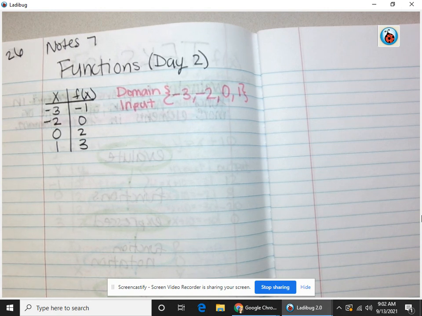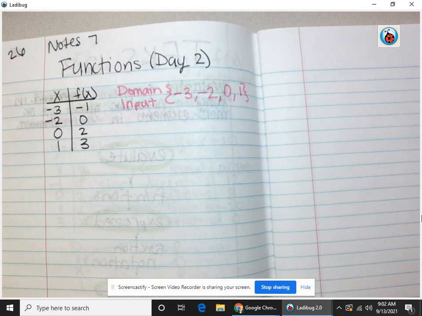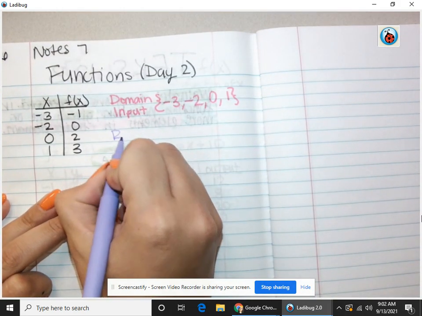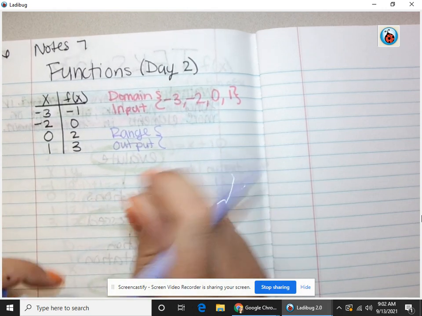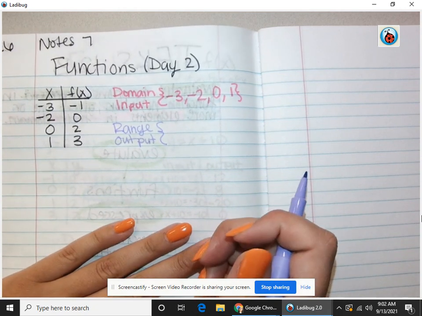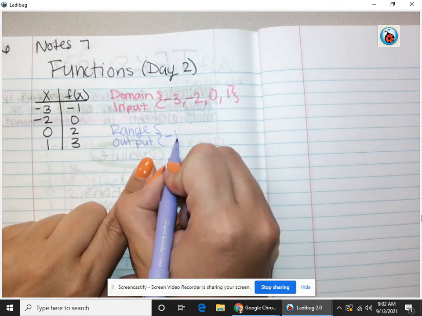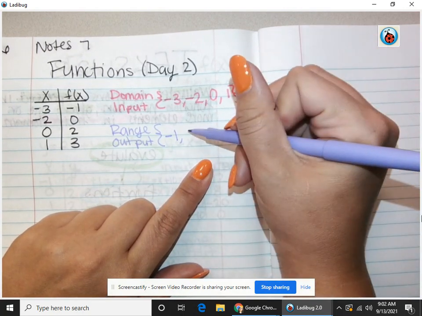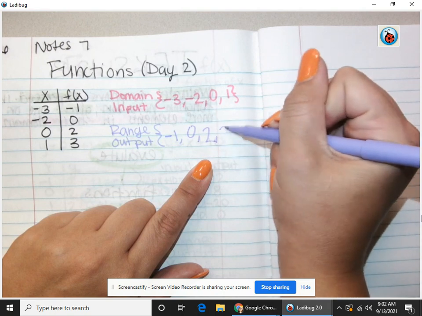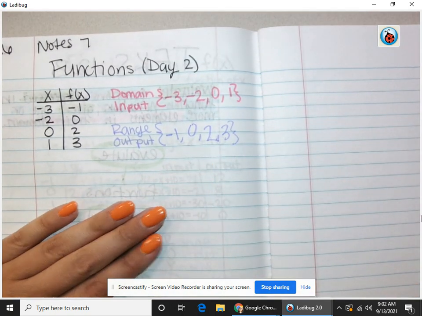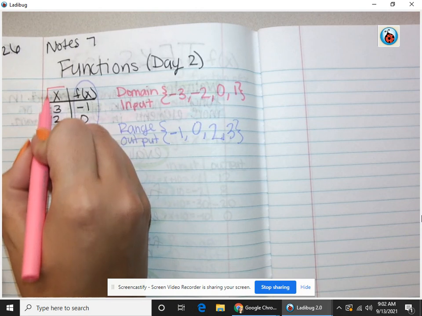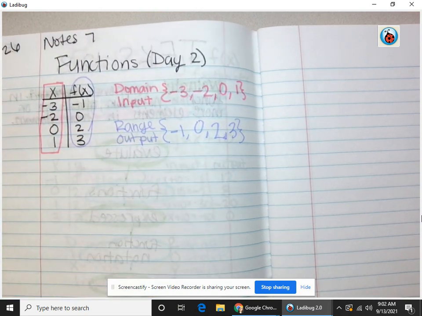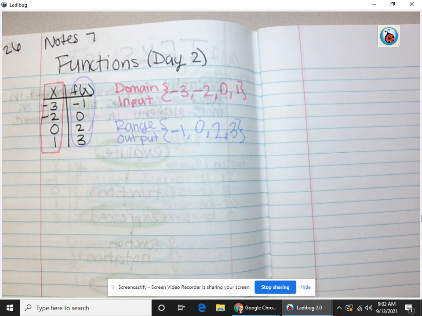Now remember, they mean the same thing. So if I'm looking for my range or my output, what's my lowest value of my range or output? -1. Next, 0, then 2, 3, and that's it. So my range, my output is my f of x. My domain, my input is my x's. Are there any questions?